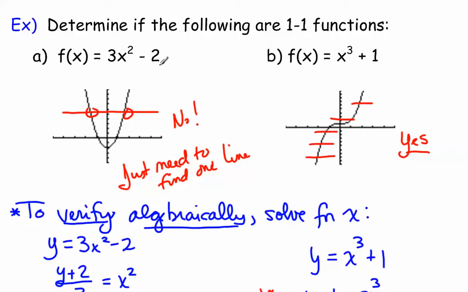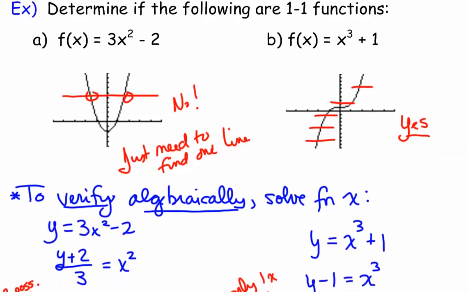This first one, 3x squared minus 2, we should recognize that, of course, as a quadratic. I could do a quick sketch of that on my own, or I could just put it in the calculator and quickly see that no, a horizontal line is going to pass through in several places. A horizontal line would cross twice, and that's going to disqualify this from being a one-to-one function.